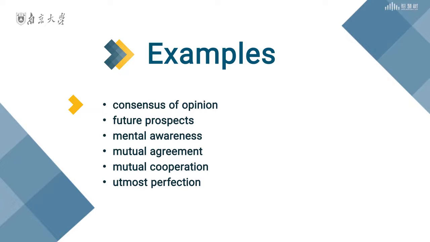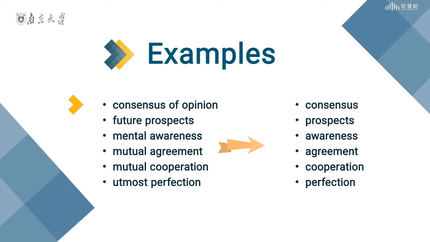Consensus of opinion, future prospects, mental awareness, mutual agreement, mutual cooperation, utmost perfection. These are some most commonly used expressions, yet they have the redundancy problem. Actually, these phrases can be trimmed into consensus, prospects, awareness, agreement, cooperation, perfection.